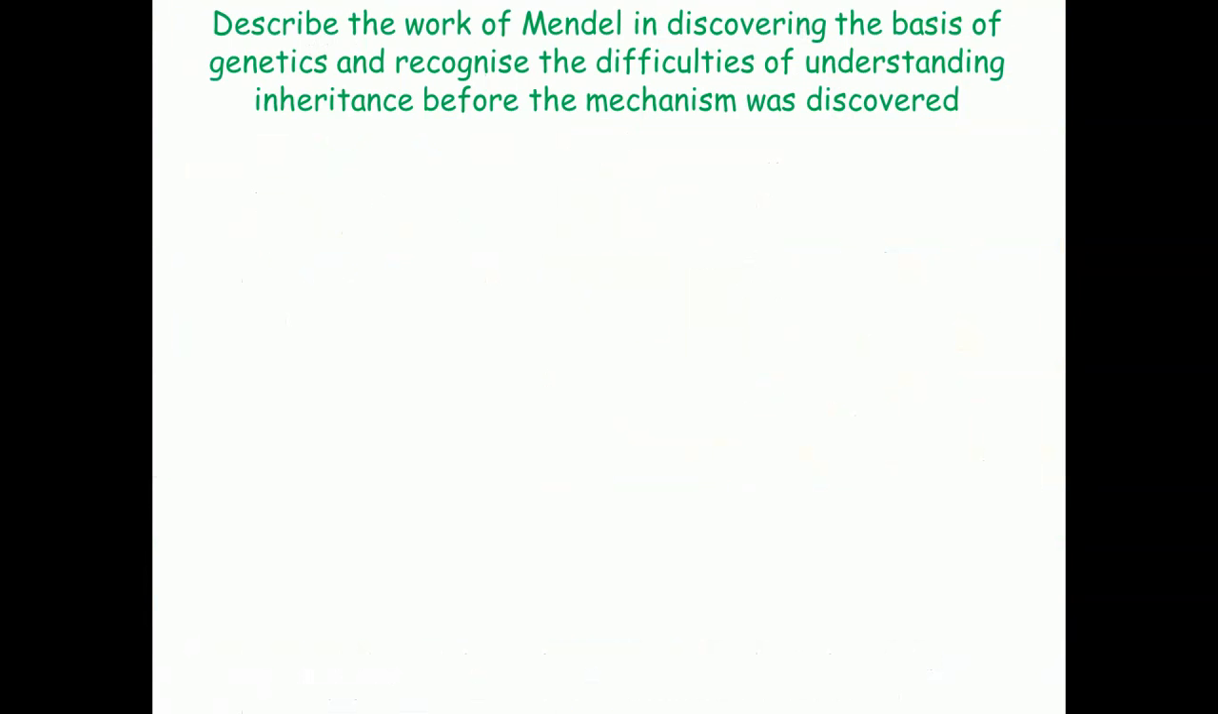So in this specification, you have to describe the work of Mendel in discovering the basis of genetics and recognize the difficulties of understanding inheritance before the mechanism was discovered. So all you need to understand is he crossed a homozygous tall pea plant with a homozygous dwarf pea plant, and that produced tall pea plants as well, and then 2 of these offspring were crossed together and he managed to find some dwarf pea plants in the offspring.